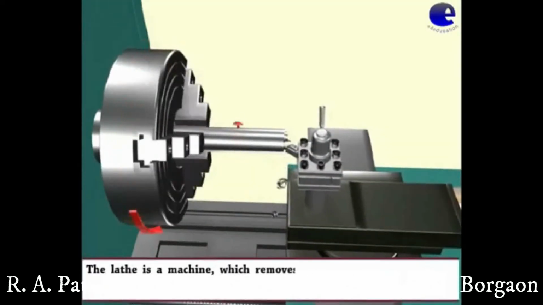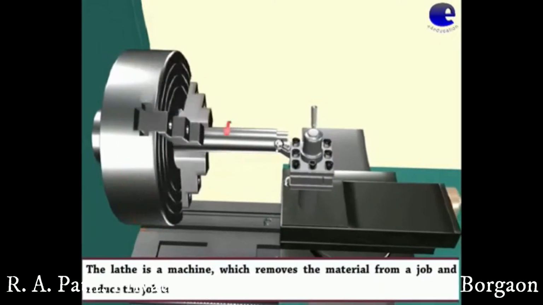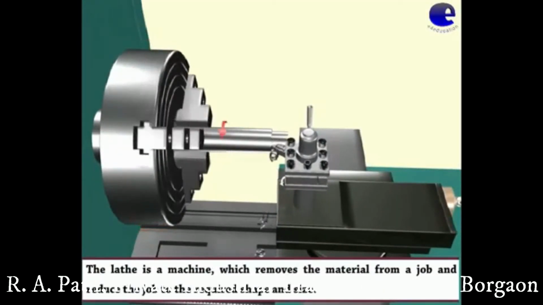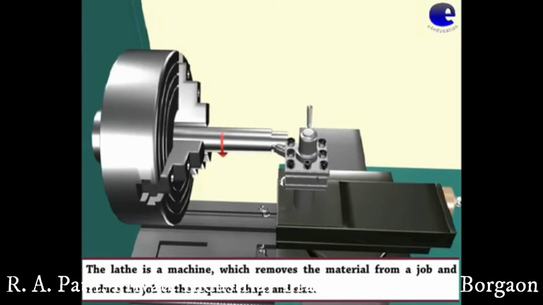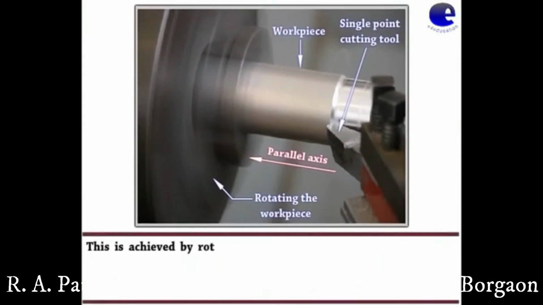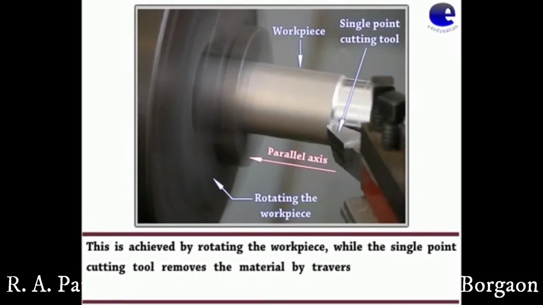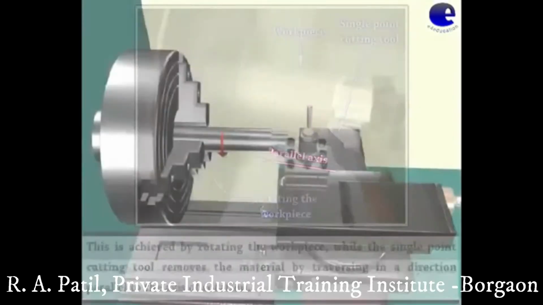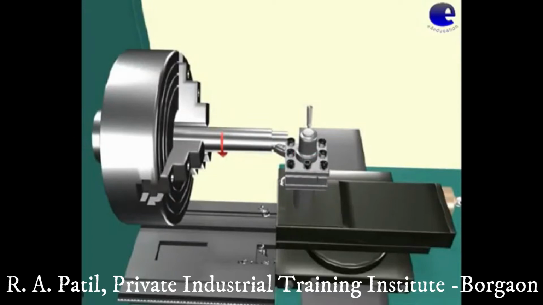The lathe is a machine which removes the material from a job and reduces the job to the required shape and size. This is achieved by rotating the workpiece, while the single point cutting tool removes the material by traversing in a direction parallel to the axis of rotation. We will discuss further details of the lathe machine in the next videos.